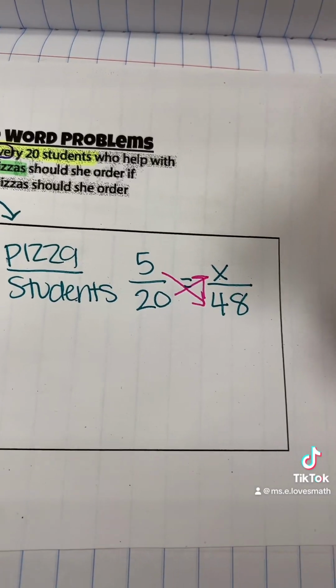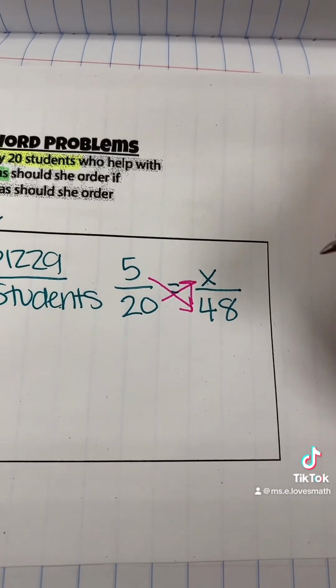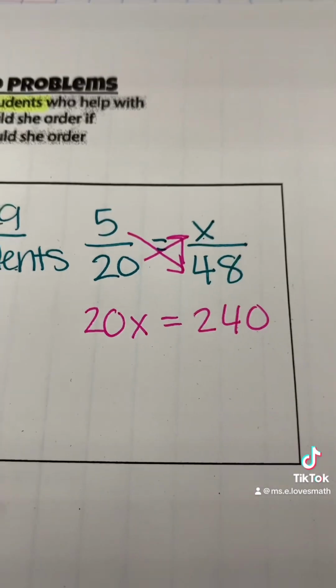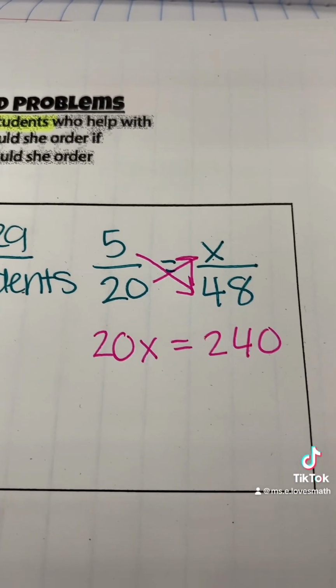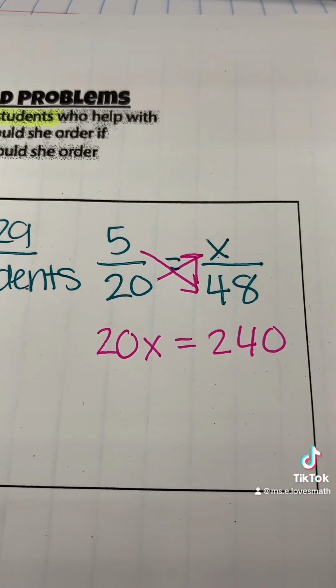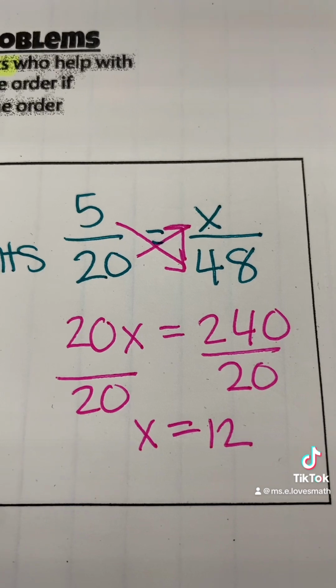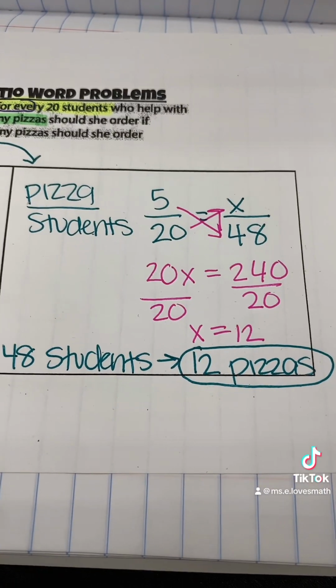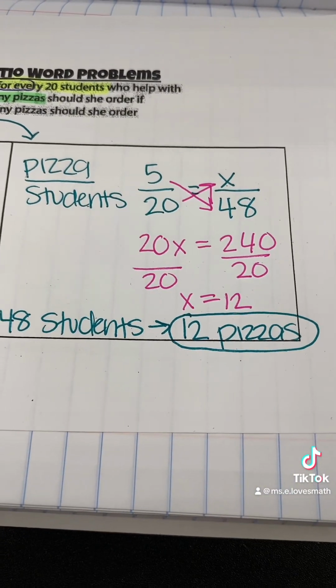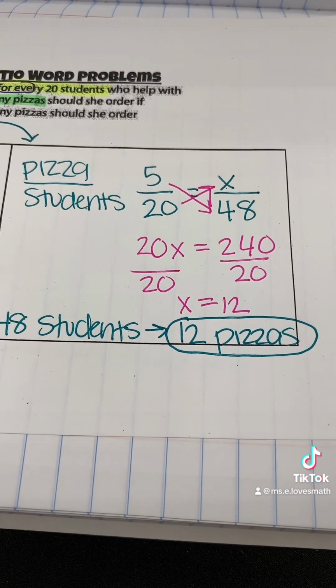So it's time to cross multiply, divide. So when we cross multiply, we get 20x equals 240. Now it's time for divide. So our x equals 12. So what that means is if 48 students help with cleanup, she needs to order 12 pizzas.